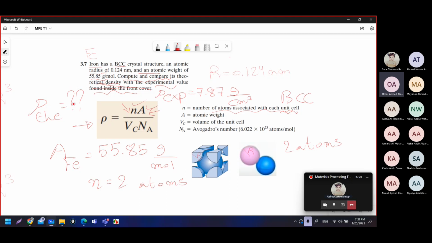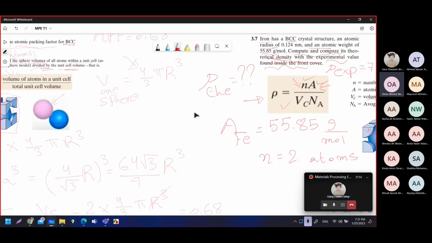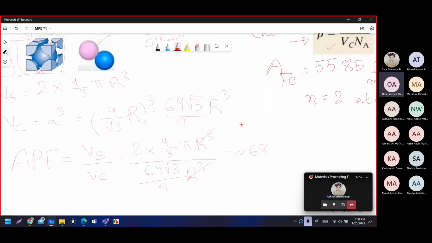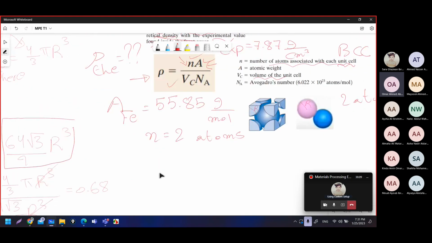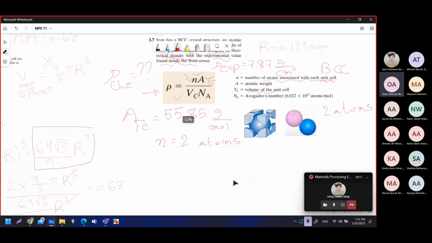And Vc is the volume of the unit cell. We already found the volume of the unit cell in the previous question, which is 64 times square root of 3 over 9 r cubed for the BCC structure. Only what you need to know is the relation between a and R. Then you cube this relation and you will get the volume for the BCC. So all the questions will follow the same procedure. You just only need the relation between a and R. You know how to obtain it, or maybe you can memorize it at the end.